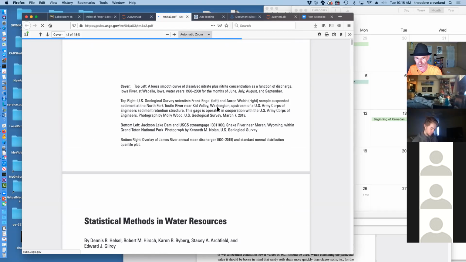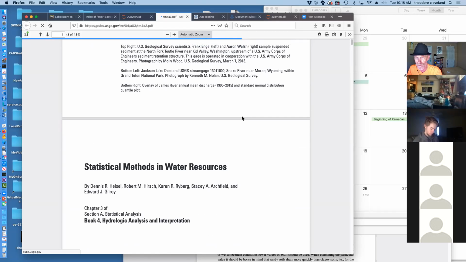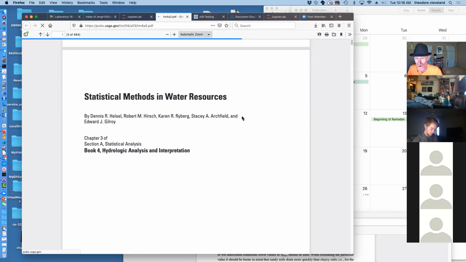I want to see if I know the people in the photograph. I don't know either of them. But I know that if it's Jackson Lake Dam, that's really cold water.